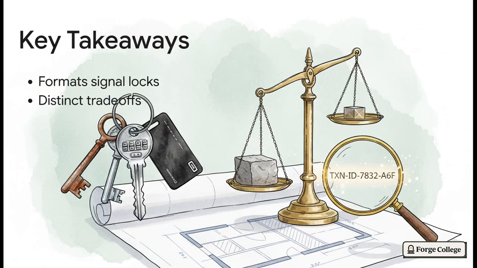All right, let's lock in our main takeaways. First, address formats strictly signal the lock type. They aren't just random letters, they are literal blueprints for the script. Second, your choice has distinct trade-offs. Picking a modern BC1 address over an old legacy 1 address is absolutely going to save you serious money on network fees. Finally, and honestly, this is a total lifesaver, all these formats have built-in checksums.